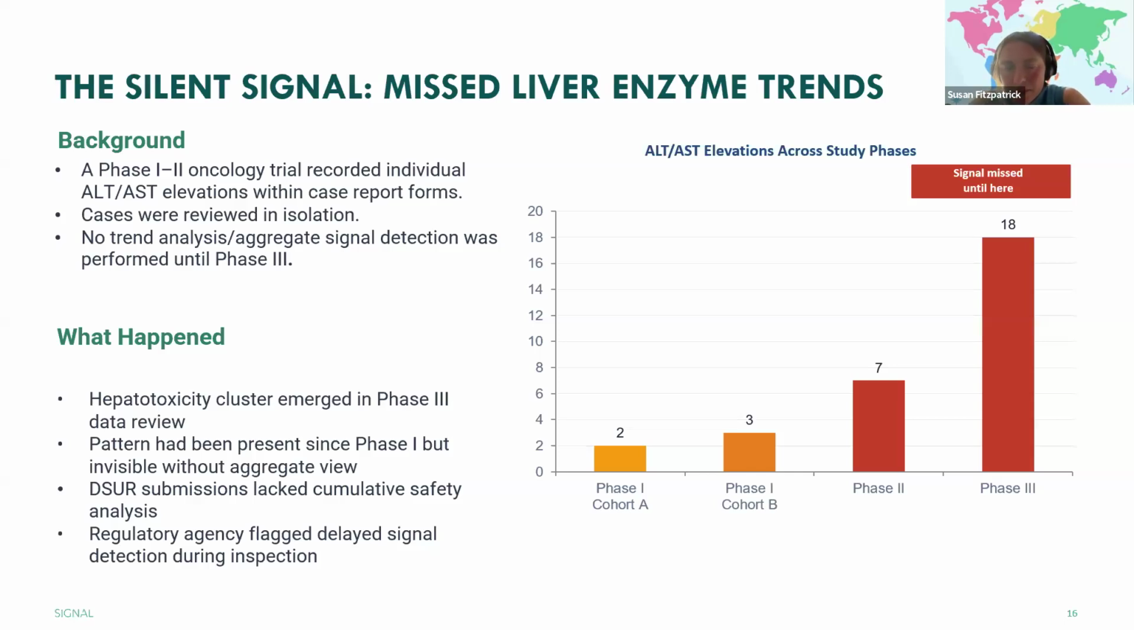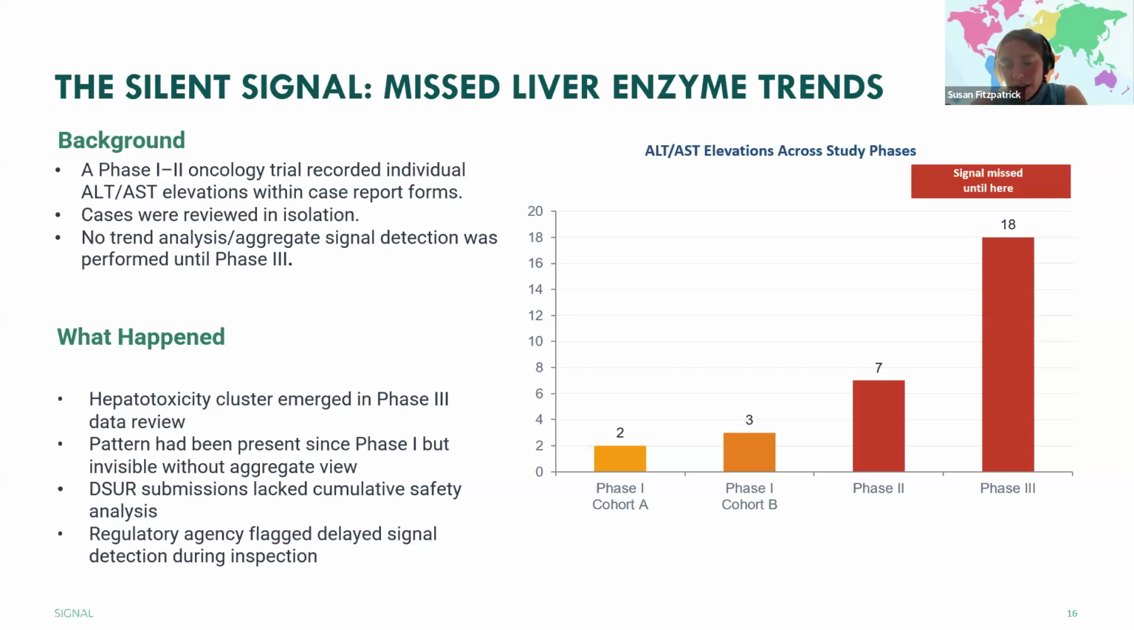So the first scenario I'm going to talk to you about is one that demonstrates why signal detection or aggregate safety review isn't something that starts in a phase 3 trial. It's something that has to start from our very first patient.